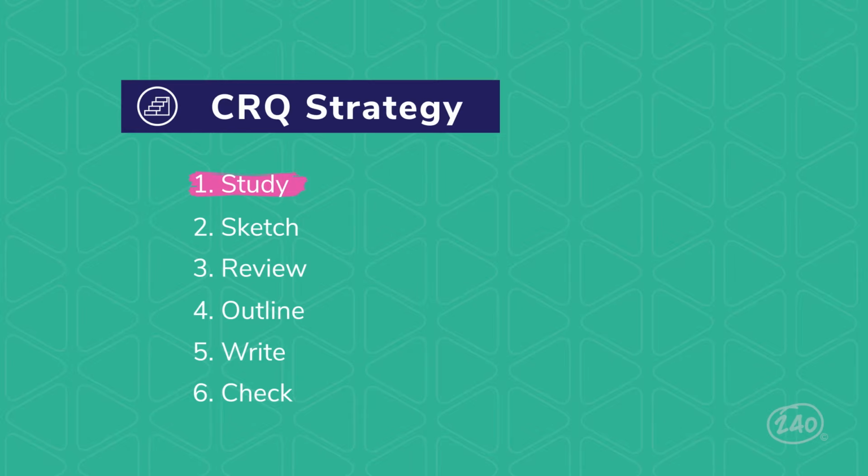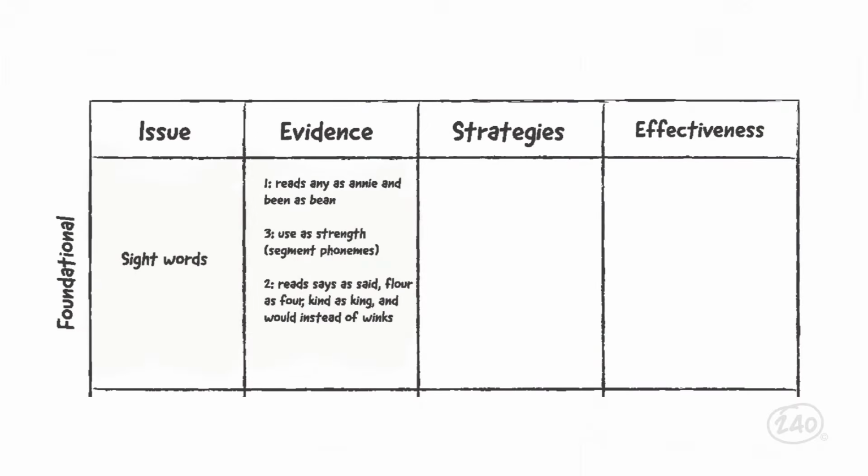So we studied our exhibits and determined a weakness. Now it's time to sketch our notes. You can use a table like this to organize your notes. First, record the issue you identified, in Sarah's case, sight words, and write down the most important pieces of evidence from the exhibits that support that weakness.